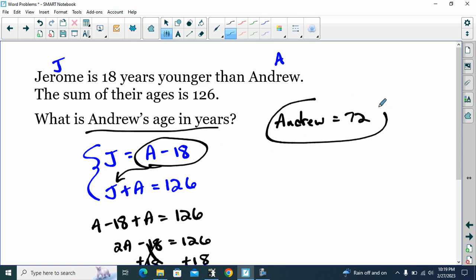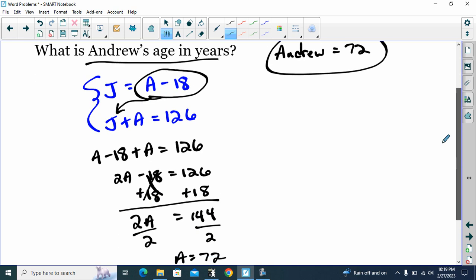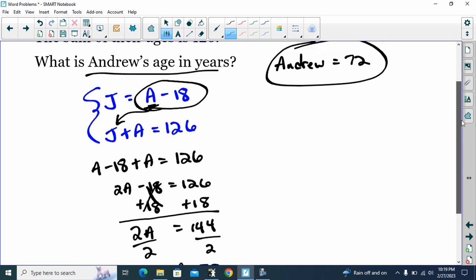We found it. If it wanted both of their ages, you would take 72 and plug it back in right here for A. That is all for today's notes.